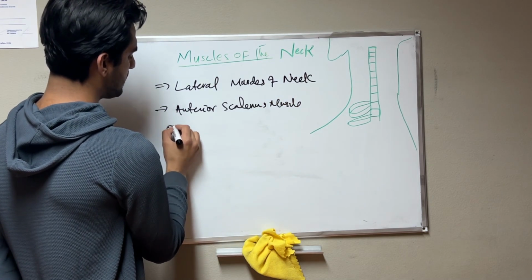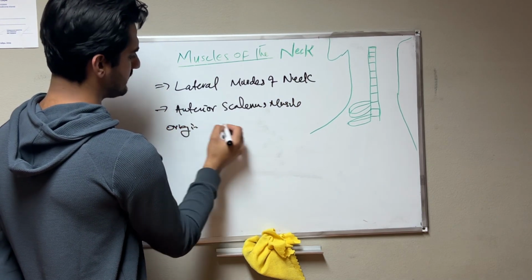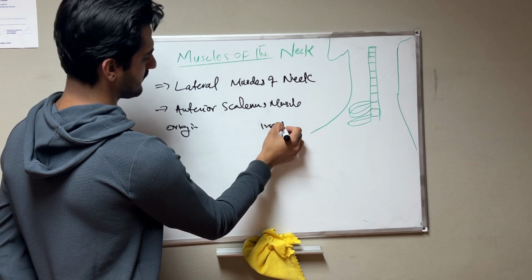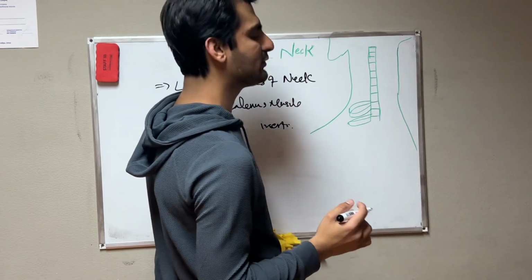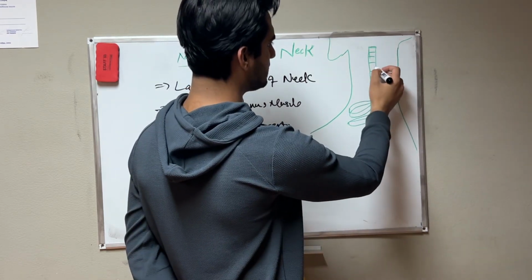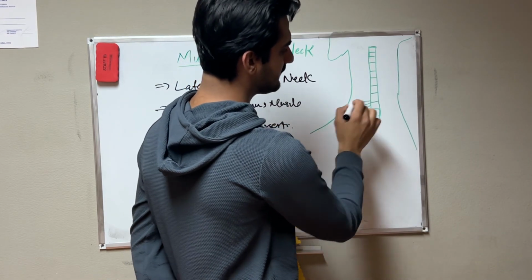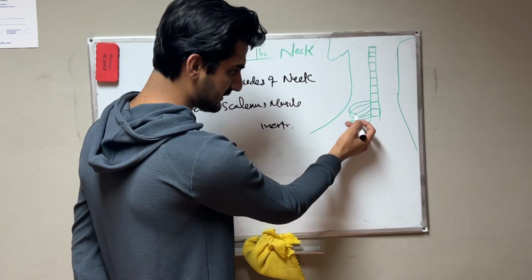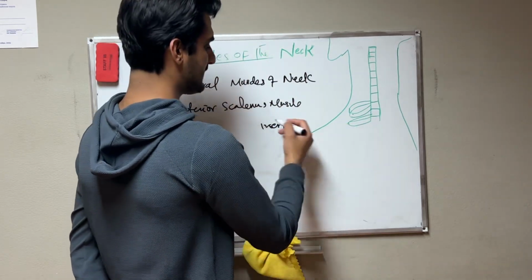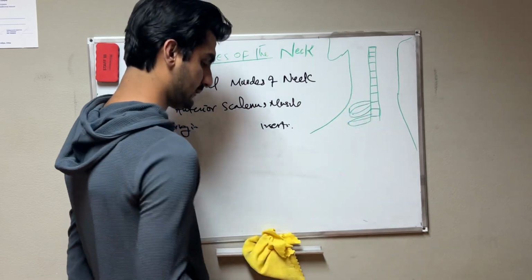If we talk about origin and insertion, these are the cervical vertebrae I drew. How many cervical vertebrae do we have? Seven: 1, 2, 3, 4, 5, 6, 7. Here I also drew thoracic vertebrae and rib 1 and rib 2 for memorization, because the anterior scalenus connects with rib 1 and rib 2.